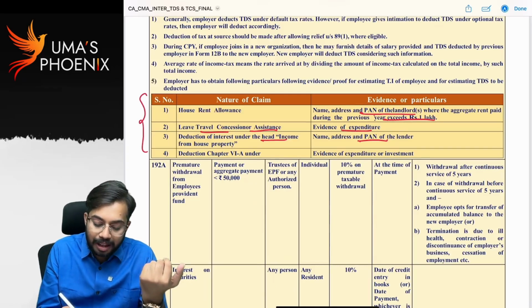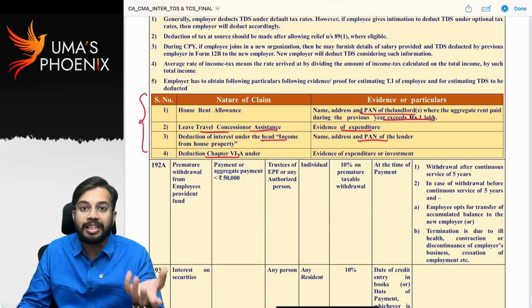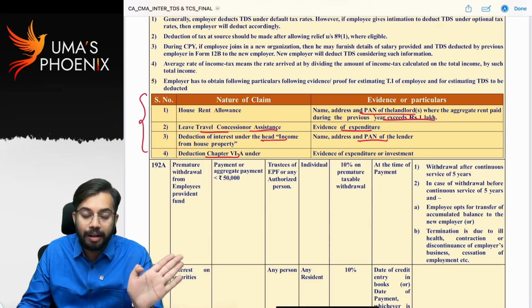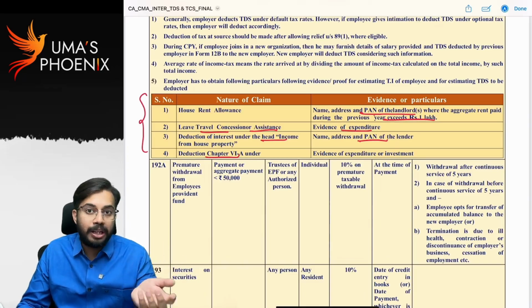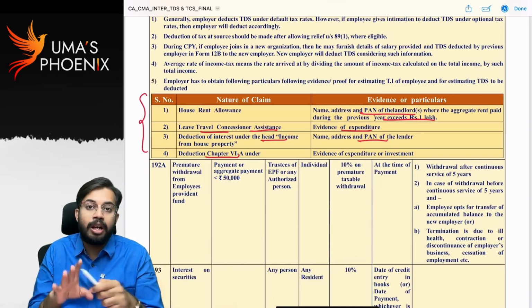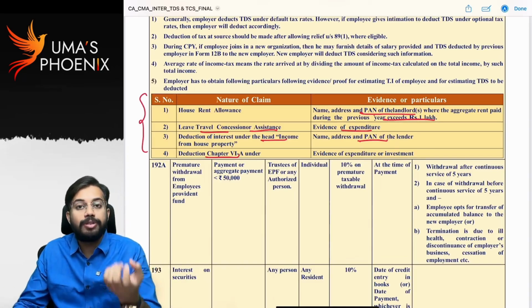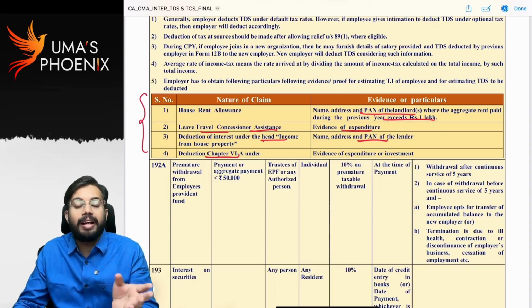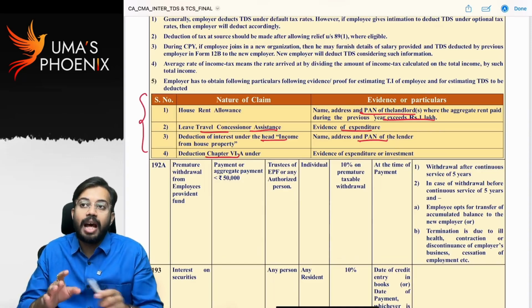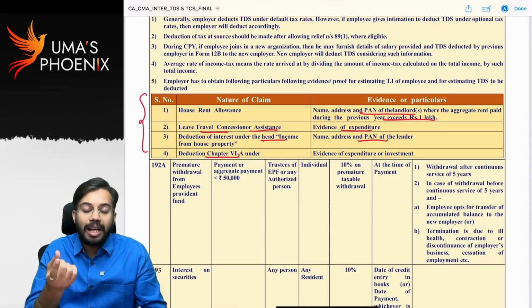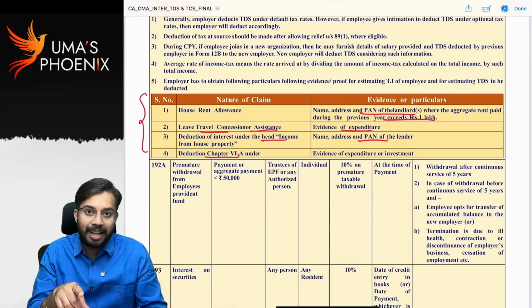So if employee is claiming Chapter VI-A deductions, 80C, 80D investments, evidence of those investments, insurance premium bill, medical expenditure bill, all those proofs are required to be submitted by the employee to the employer. Only if all these proofs are submitted, then only employer will calculate the total income by claiming all these deductions. Once employer calculates total income, then employer will calculate the tax liability.